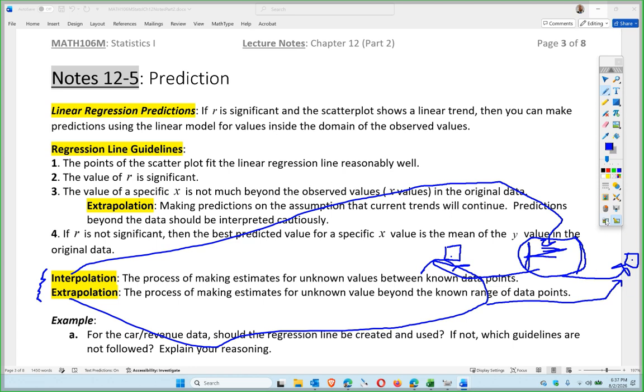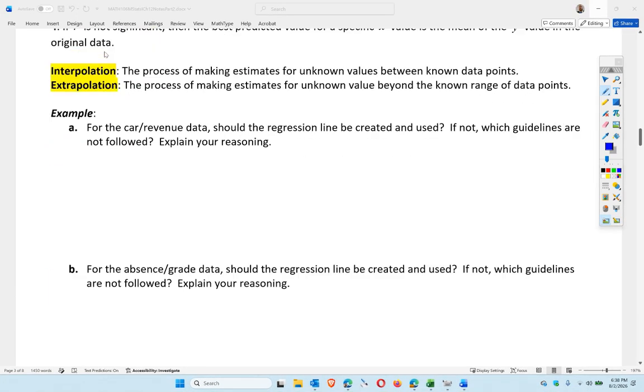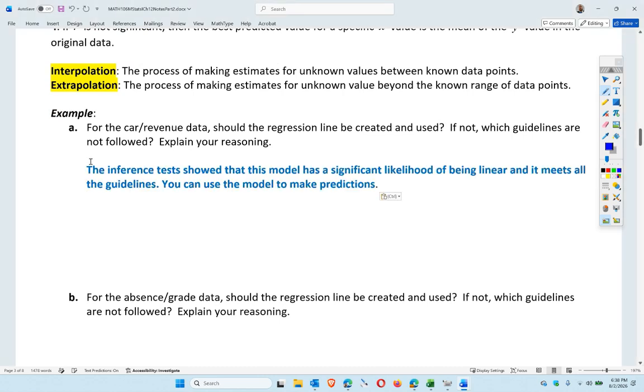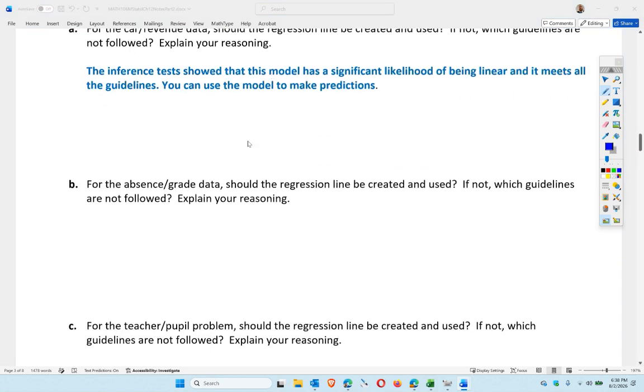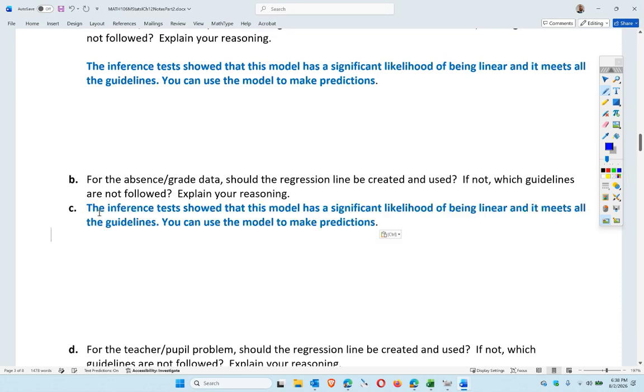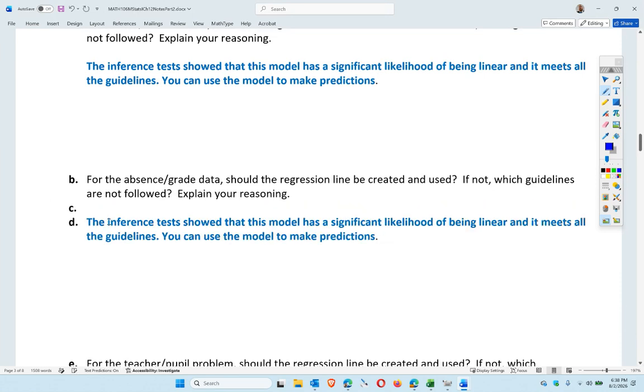So the first thing is not only following the guidelines, but is the car revenue data okay to use that model? Well, we already did the inference in the prior section. We drew the t-curve and did all that, and it showed there is a significant likelihood of a linear model. So we can, in fact, use it to make a prediction. And the same thing with the grade absence problem. Since we did the inference, we should use the model. If you do the inference and it doesn't pass, then you should not use the model.